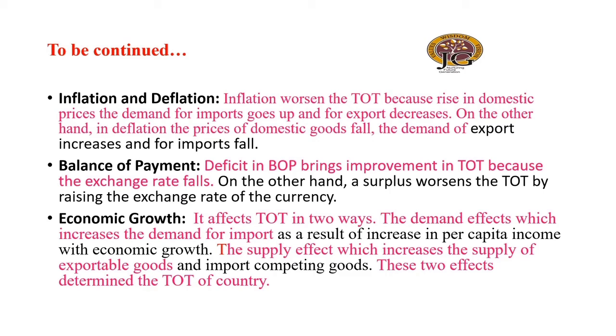Economic growth. It affects terms of trade in two ways, demand and supply. दोनों effects के साथ ये रहेगा. The demand effect increases the demand for imports as a result of increase in per capita income with economic growth. The supply effect increases the supply of exportable goods and import-competing goods. These two effects determine the terms of trade of the country.